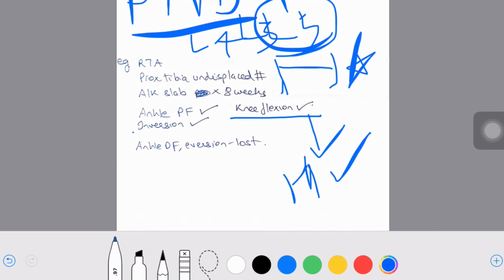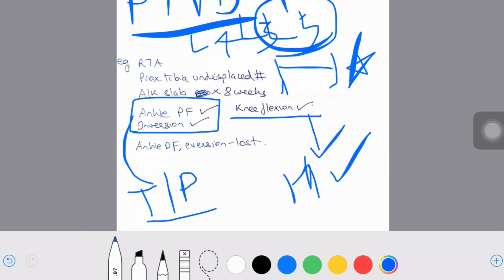Now ankle plantar flexion and inversion both are intact. So what do you suspect? What is spared? The tibial nerve is spared. So the level of injury is distal to the bifurcation.